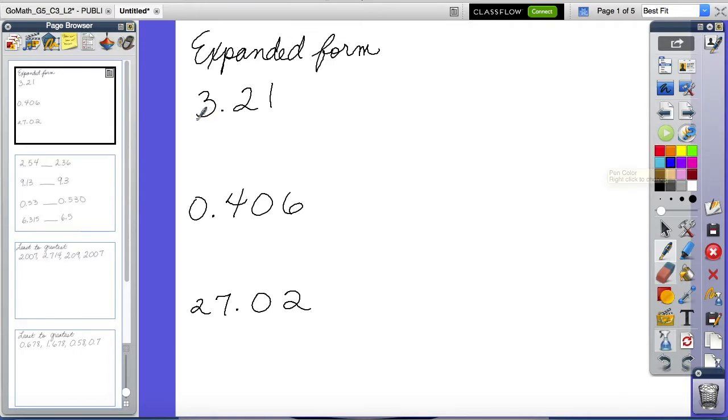So we're going to start with the 3. The 3 is in the ones place, so its value would be 3 times 1 because the 3 is in the ones place. We will combine that value with the value of the 2. The 2 is in the tenths place. So we multiply 2 times 1/10 because that is the column that the 2 is in.